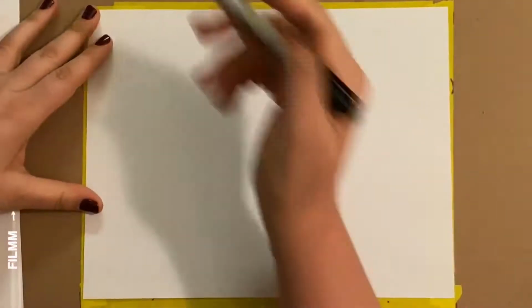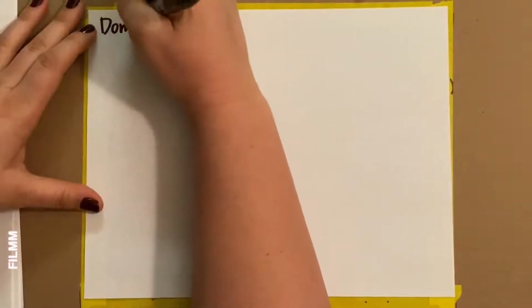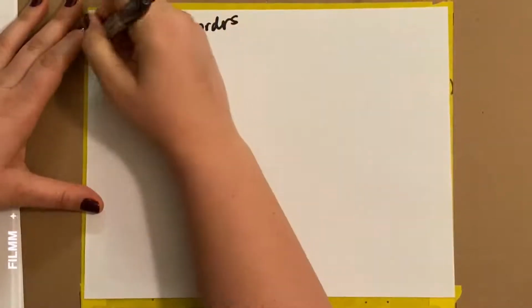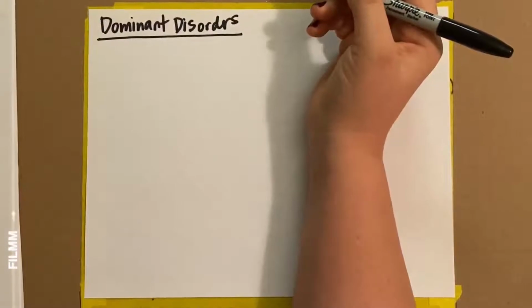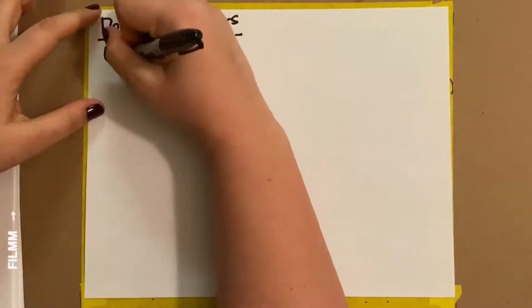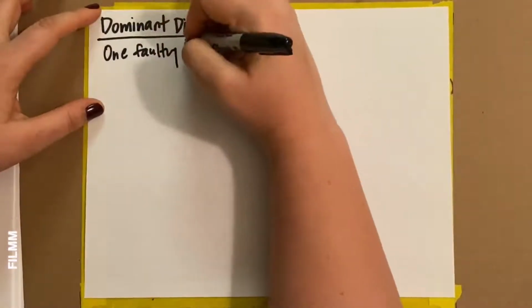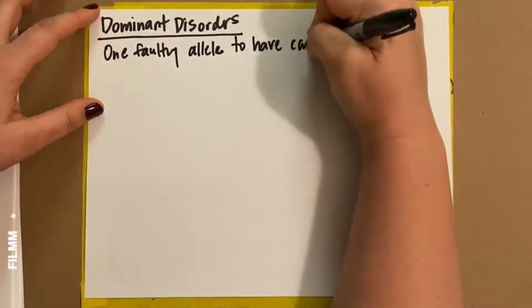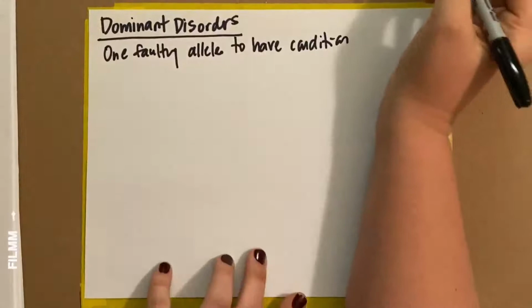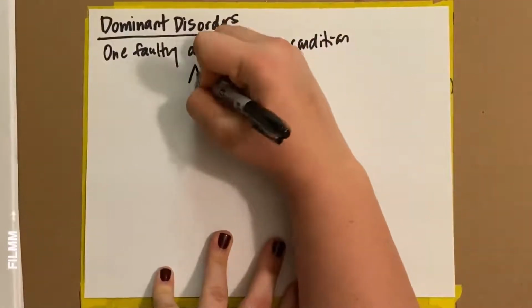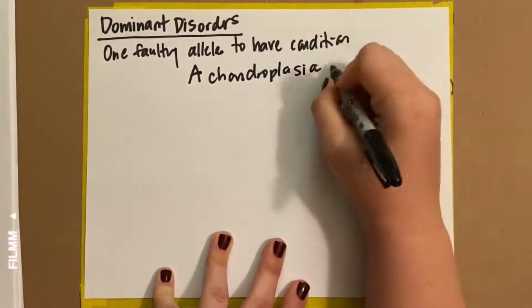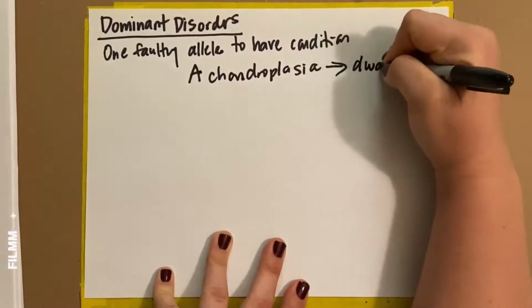So recessive disorders are fairly common. However, there are dominant disorders. Okay, and these ones are a little more scary because you only need one faulty allele to have the actual disease. For example, there is a type of dwarfism called achondroplasia. Okay, so it causes dwarfism, so short stature.